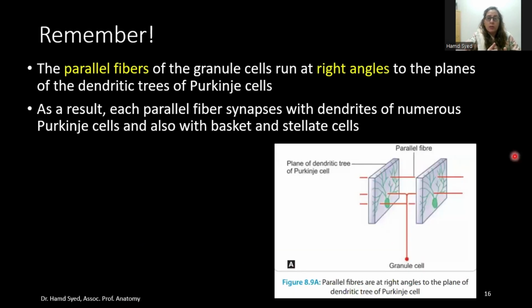So remember, when we talk about granule cells, the axon of the granule cell enters the molecular layer superficially and bifurcates into these parallel fibers. And these parallel fibers run at right angles to the planes of the dendritic trees of Purkinje cells. As a result, each parallel fiber synapses with dendrites of numerous Purkinje cells, and it also synapses with the basket and stellate cells.